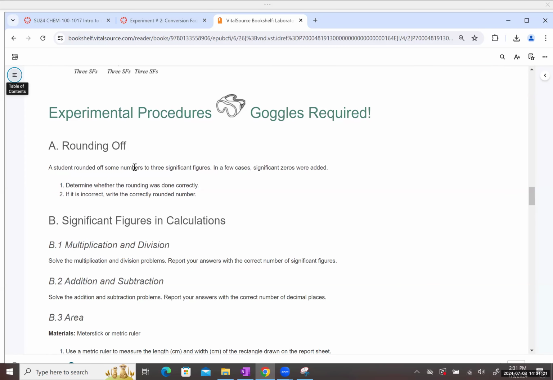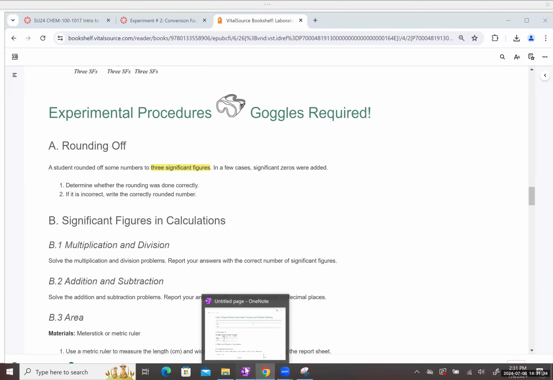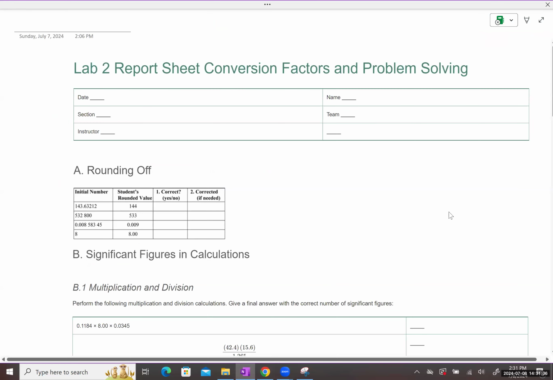So a student rounded off some numbers to 3 significant figures. So in this case, we're going to determine whether the rounding was done correctly, and if it's incorrect, we'll write the correctly rounded number. Okay, so I'm going to do a few of these, as I want you to be able to work through the remainder so you can engage with the course concepts and the concepts presented in this lab. But we'll do a few representative examples.